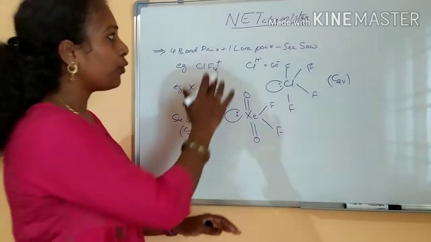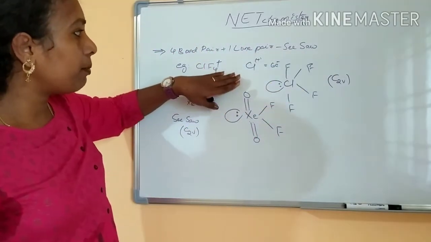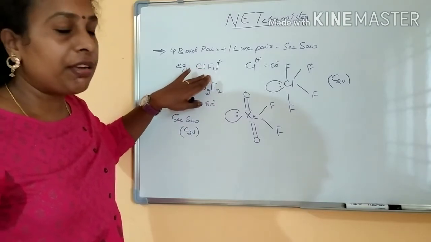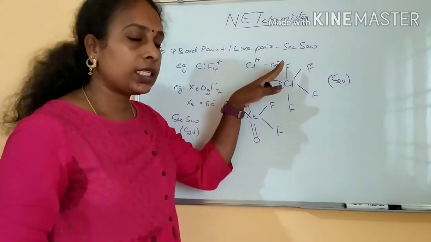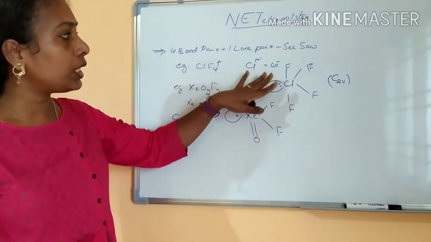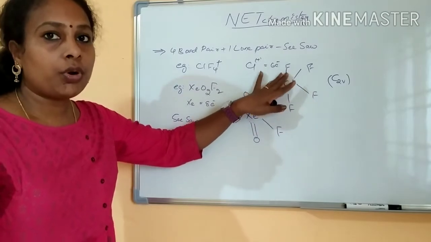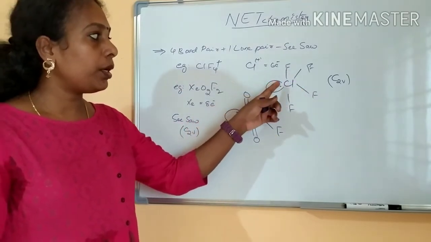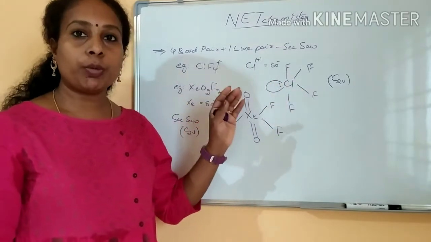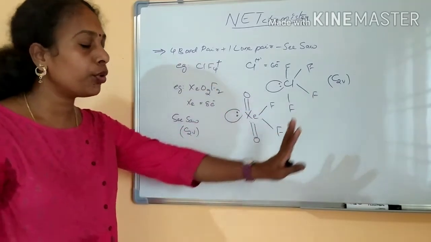One more time I will tell. 4 bond pair plus 1 lone pair, the molecule is seesaw shape. For example, I have written ClF4+. Chlorine is having 7 electrons. Since here chlorine is having a positive charge, it is having 6 electrons. So 4 electrons have bonded with the fluorine atoms and 1 lone pair present. So 4 bond pair plus 1 lone pair, the molecule is seesaw shape, belongs to the point group C2v.